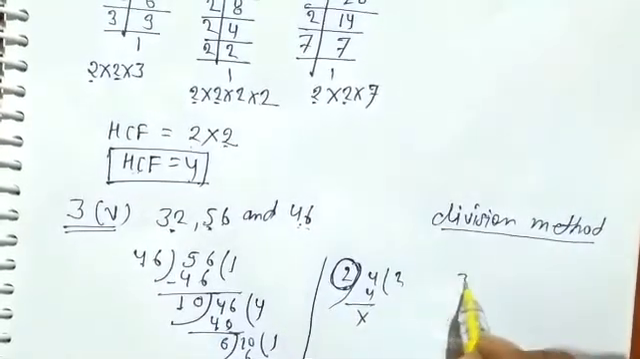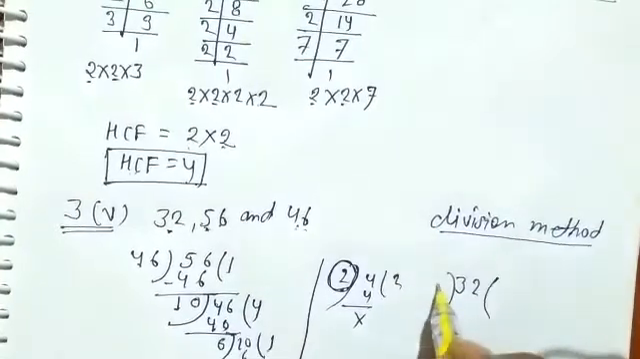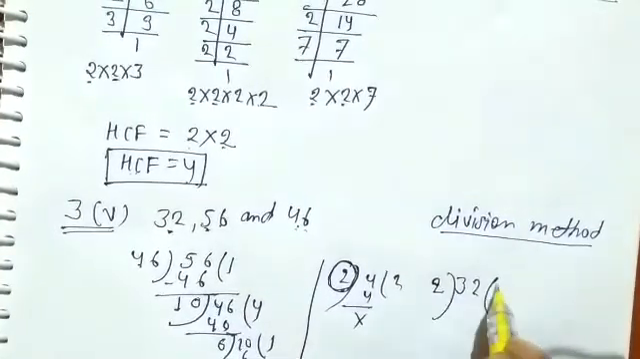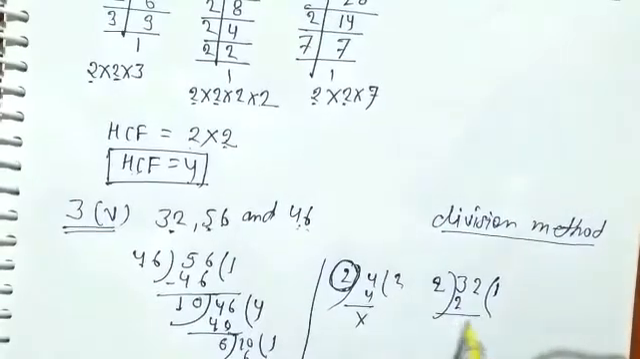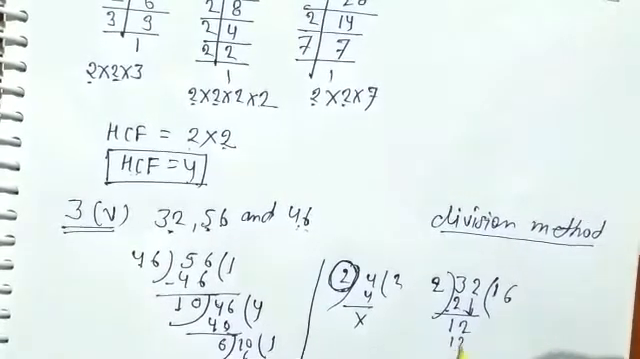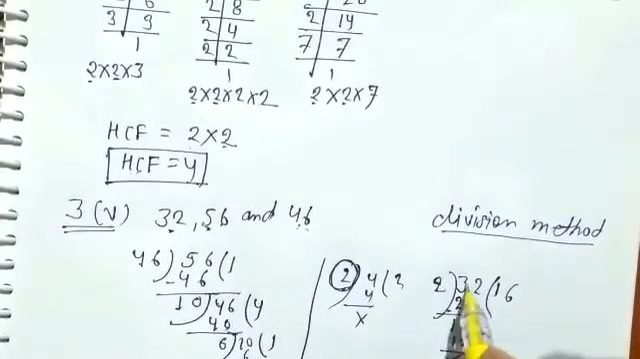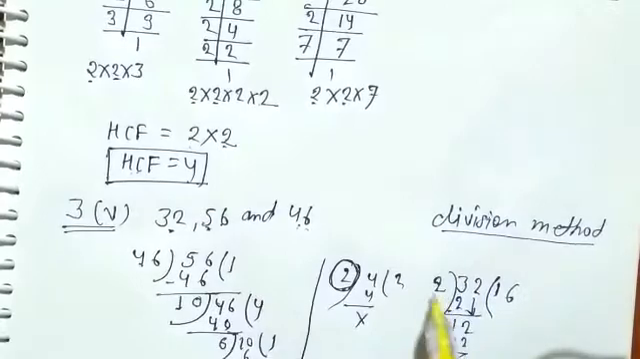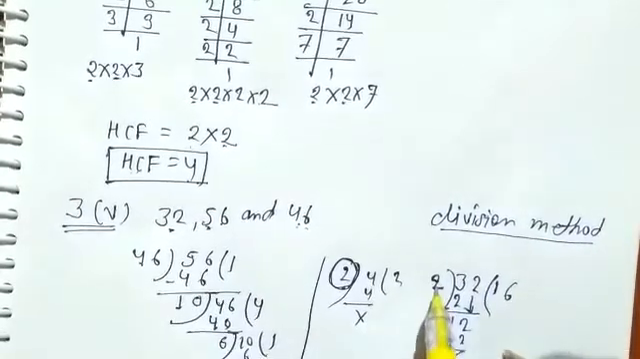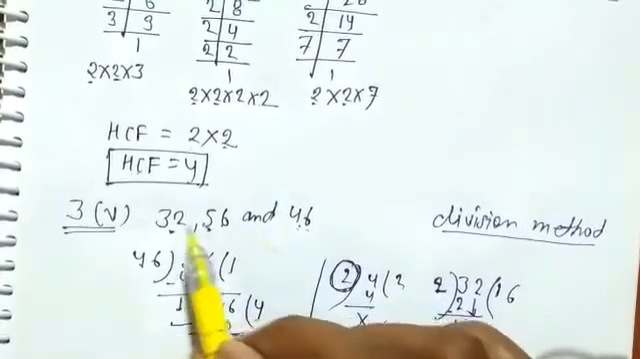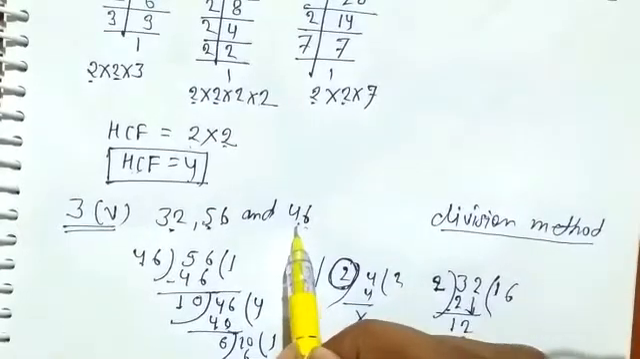Now we will check this HCF with the third number. So divide the third number by this HCF. 2 ones are 2, remainder is 1, bring down 2, 2 sixes are 12. This means this HCF is verified with 32. Now overall we can conclude that 2 is the HCF of all these three numbers.